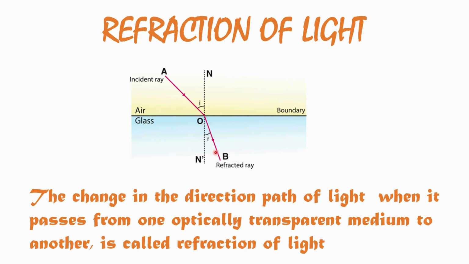So refraction of light occurs when a ray of light, which is the incident ray, travels from one medium to another medium. So when it passes from one transparent medium to another medium, the change in the path of light from which it should have traveled is called the refracted ray. I hope this is clear. If not, you will understand more as we go ahead.